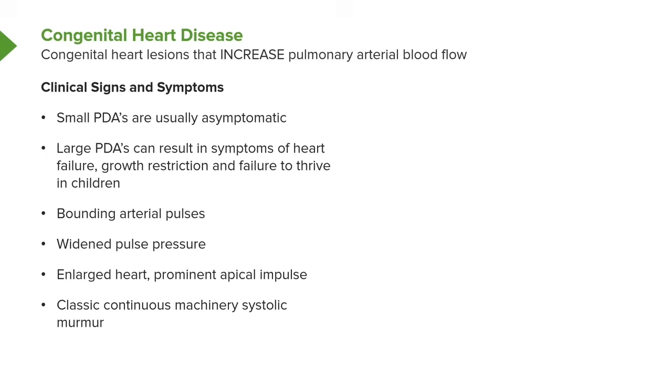And again, I mentioned the findings. You're going to hear a continuous murmur. The patient may have bounding peripheral pulses because there's a runoff from the aorta into the pulmonary artery. In a sense, there's a decrease in resistance in the aorta, and consequently, this can lead to a very marked, brisk pulse. There's a widened pulse pressure because of that when you take the blood pressure. So there's a number of findings, and again, it's almost always picked up in childhood because of these findings, and it is corrected in childhood.